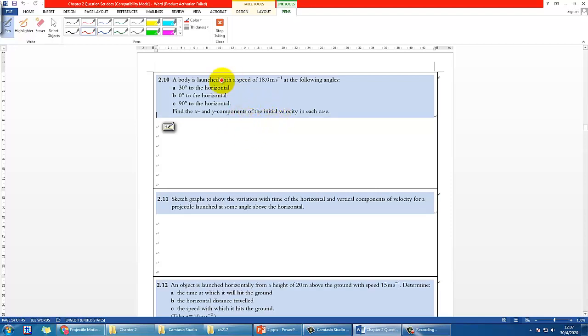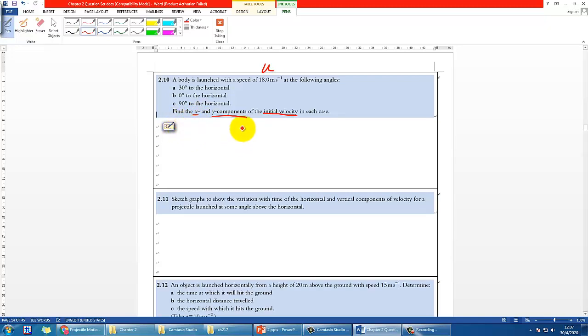For the first question, it's launched with a speed, so this is u. We'll still remember to maintain the habits that we have. I encourage you to do like the previous video. And then it said for parts A, B, C, they have different angles, so find the xy component of the initial velocity. This is really simple. It's not even projectile motion. It's just a question about vectors.